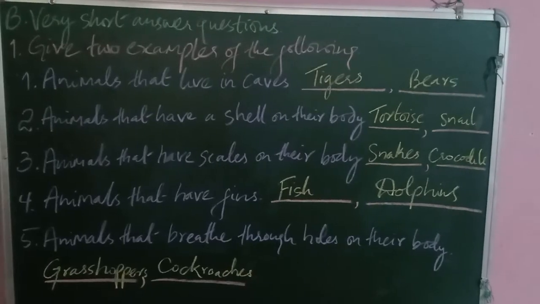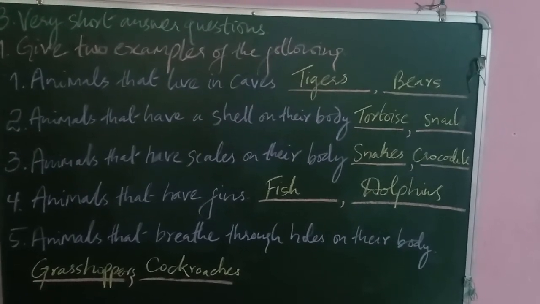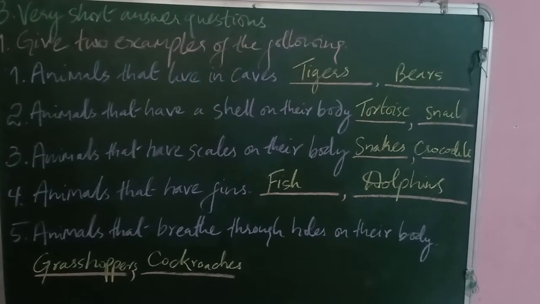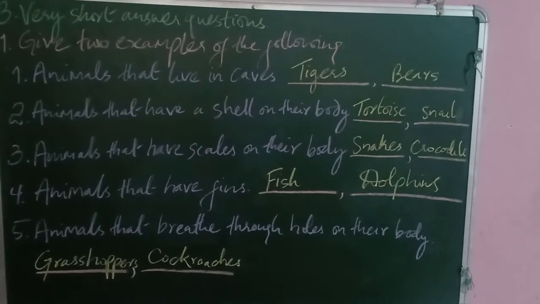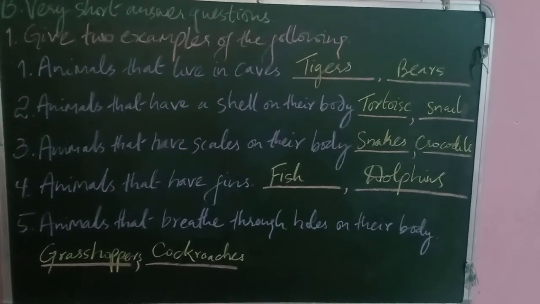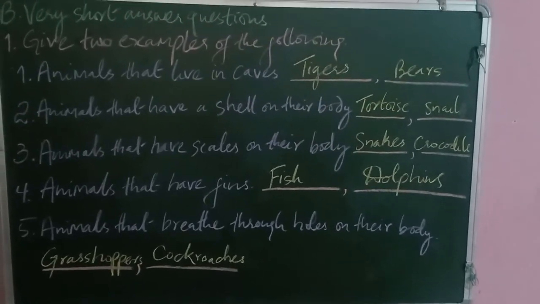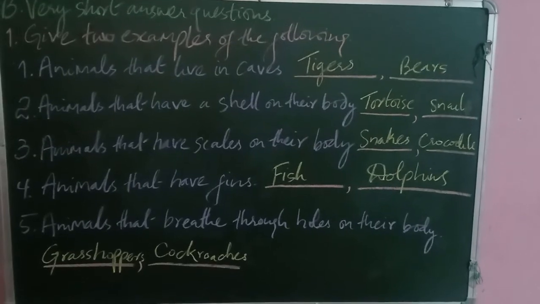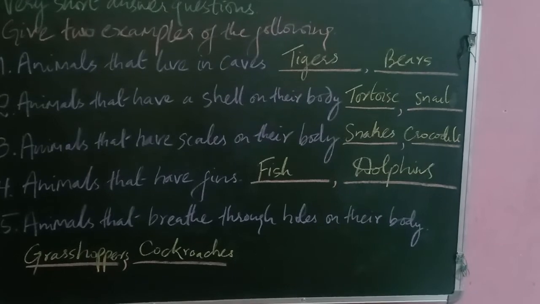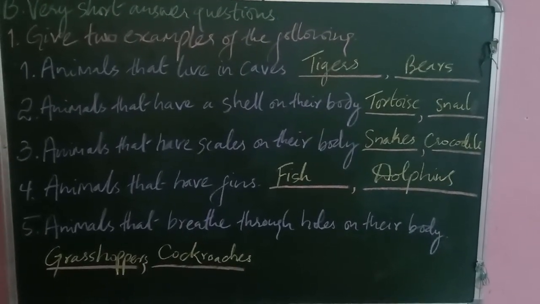Moving on. So the next thing we have is the very short answer question. Give 2 examples of the following. Question 1, animals that live in the caves. I have written here tigers, bears. Okay. Question 2, animals that have shell on their body. I have written here tortoise, snail. Question 3, animals that have scales on their body. I have given here snakes and crocodile.